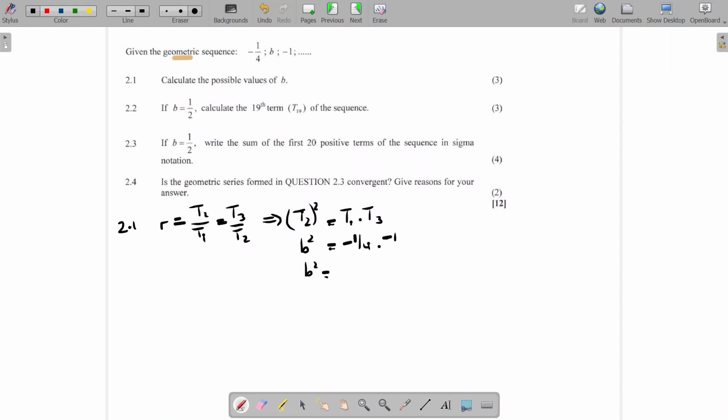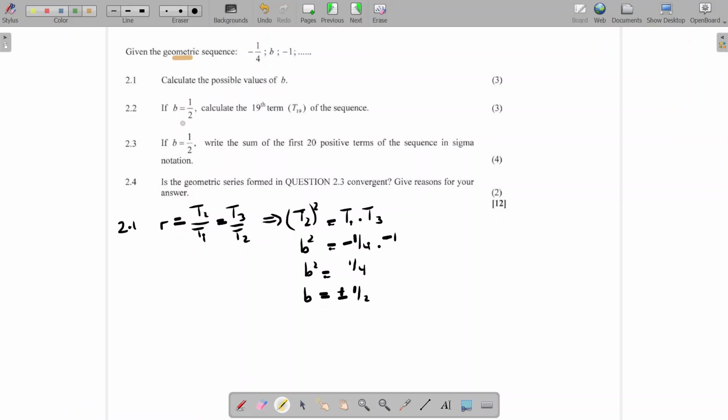So b squared equals 1/4, so b equals plus or minus a half. The good news is they tell us to continue with b equaling a half. So we are now being asked to find the 19th term of the sequence.